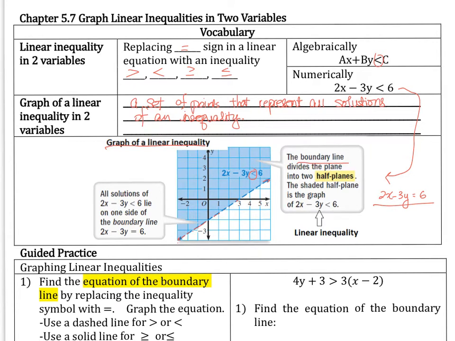Okay, and this boundary line divides the x and y plane into two half planes. And the shaded half plane is the graph of this linear inequality. All the points in the shaded area will satisfy this statement. So, in other words, all solutions of 2x minus 3y less than 6 lie on one side of the boundary line, which happens to be above this line, this shaded region.